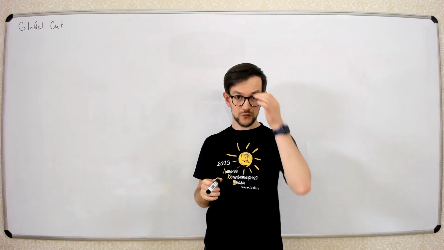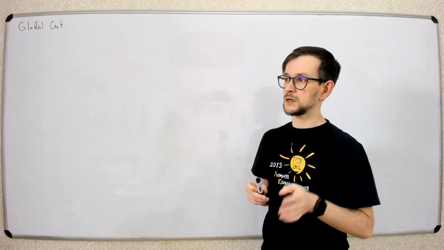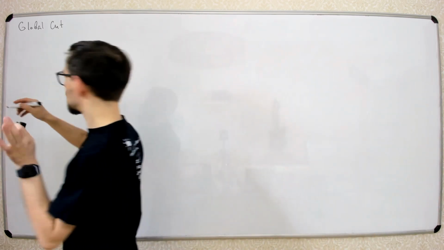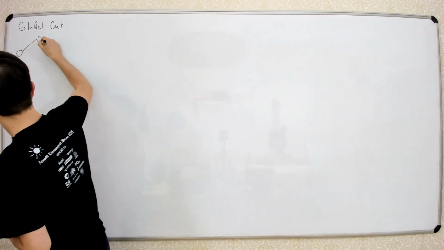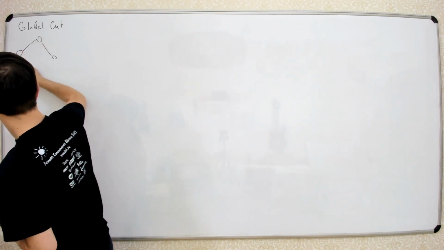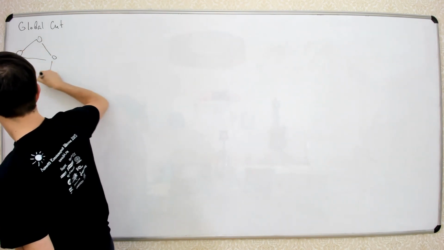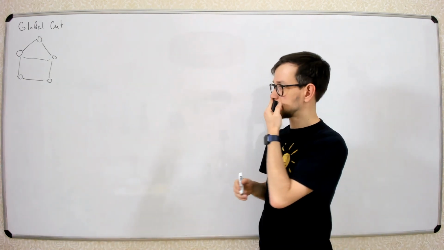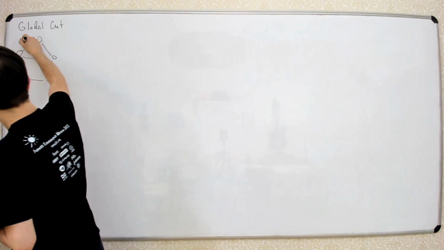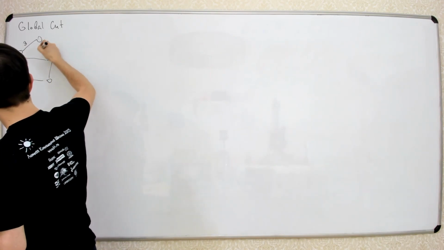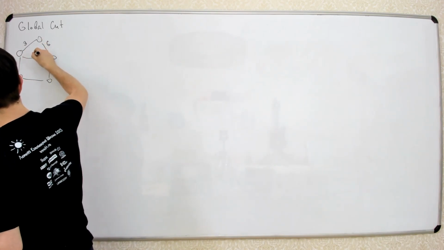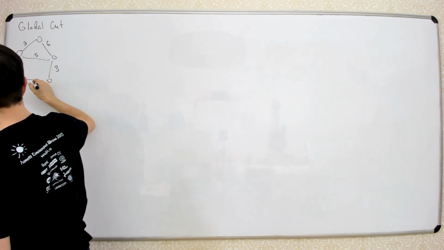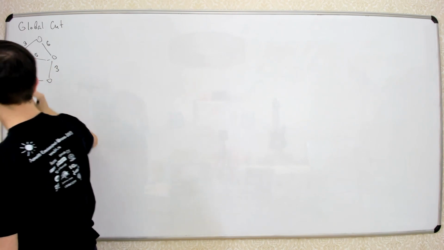You have a graph. Let's say each edge has some cost. So you have some graph, let's say something like this, and there is a cost for each edge. Let's say something like 3, 6, 5. Let's say 1 and 3 and 7, something like that.